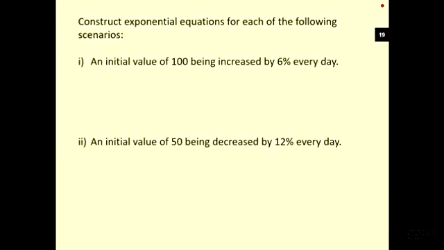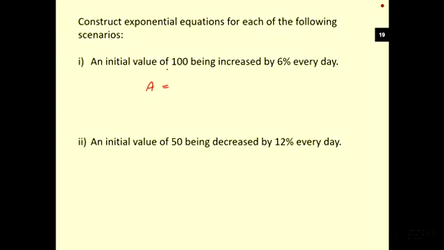So here's a precise example. Where's all that heading, and where's this repetition you were talking about, so we can make sense of it? Let's try it here. Construct exponential equations for each of the following scenarios. Okay, an initial value of 100 being increased by 6% every day. Well, if I wanted to write an equation that represented that, it didn't tell me what letters to use. I might say amount equals, it doesn't matter whatever letter I've used.